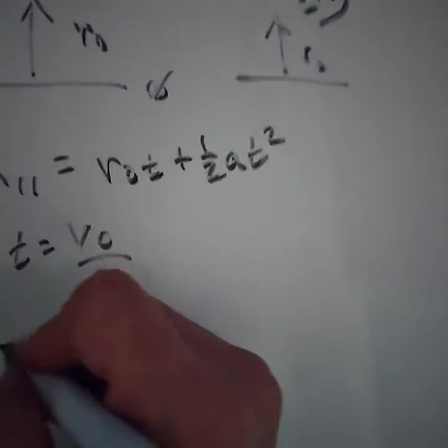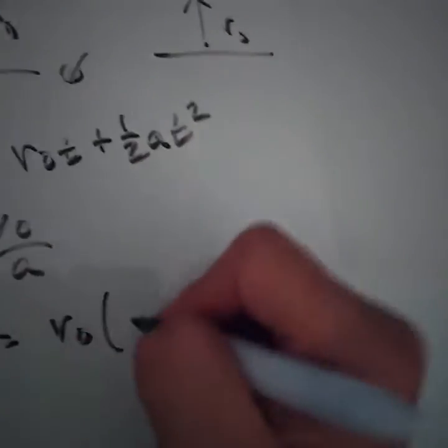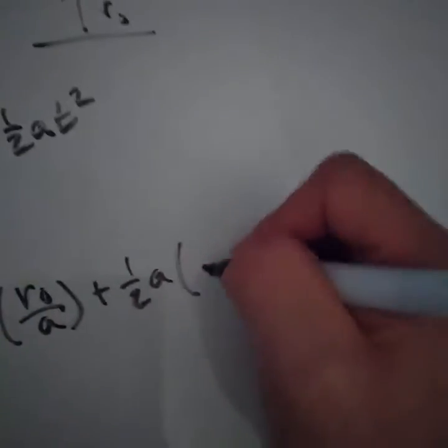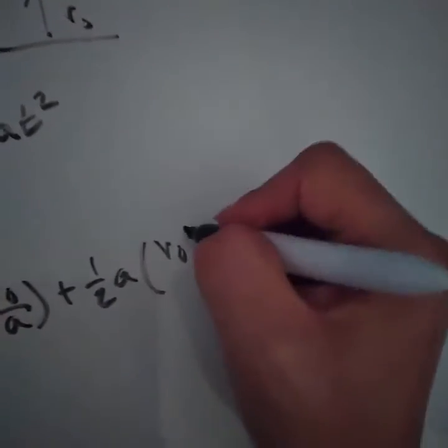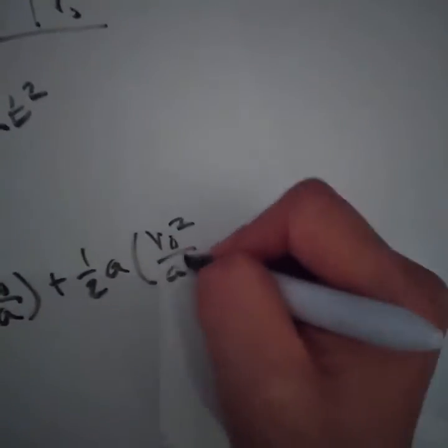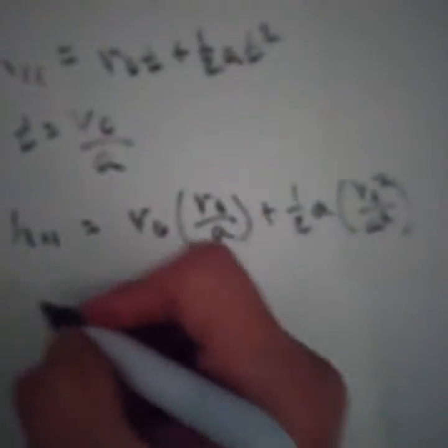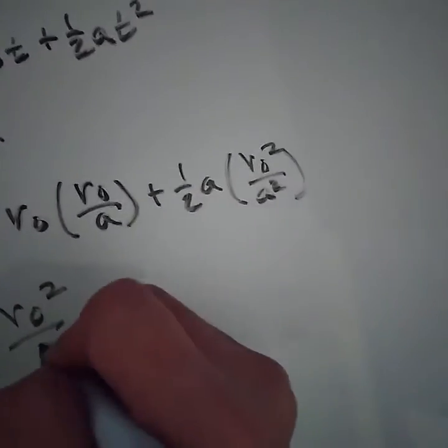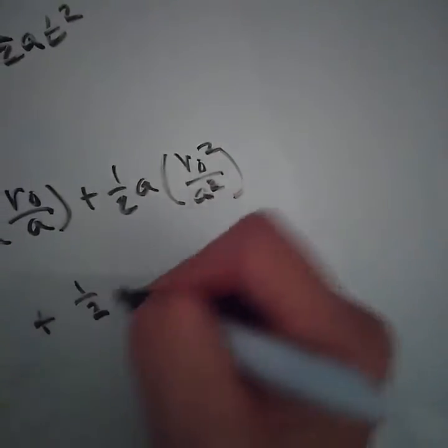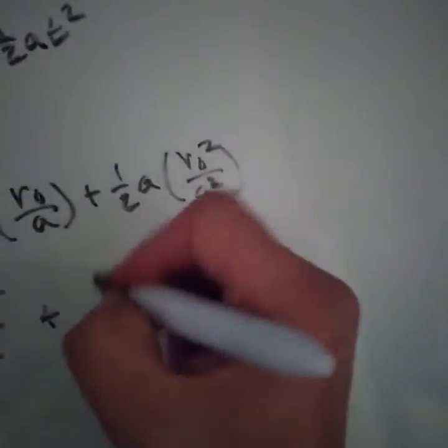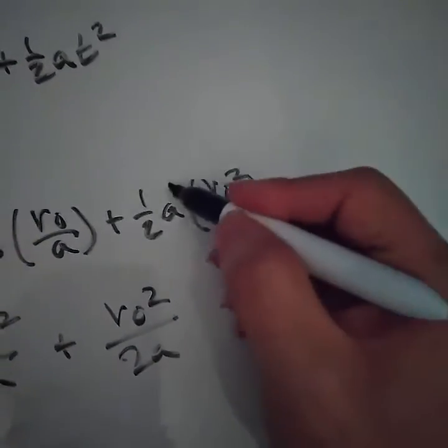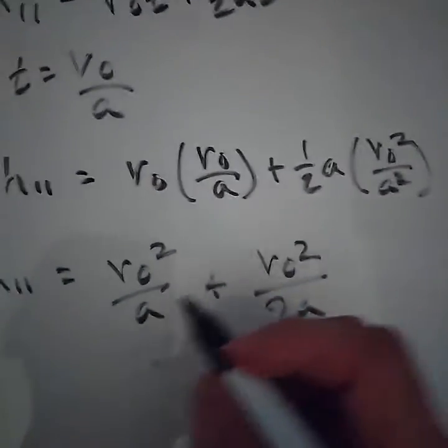So now our height is equal to VO times time plus 1/2 A times time squared, right? Half A T squared gives VO squared over A squared. Simplifying gives us VO squared over A plus 1/2 VO squared over 2A, right? Since the A squared is going to cancel, we're left with this.